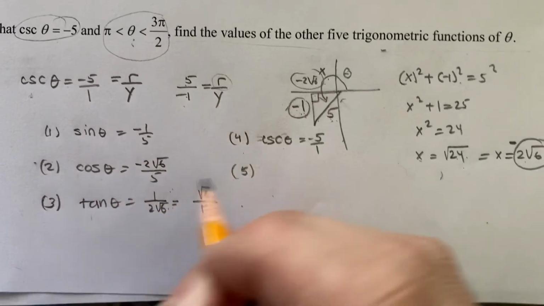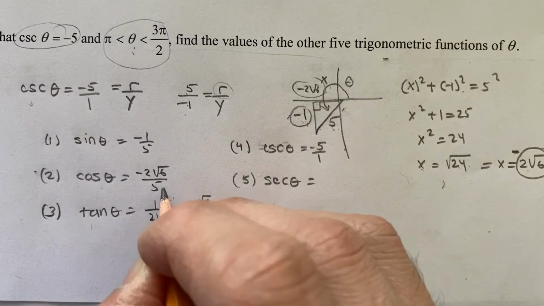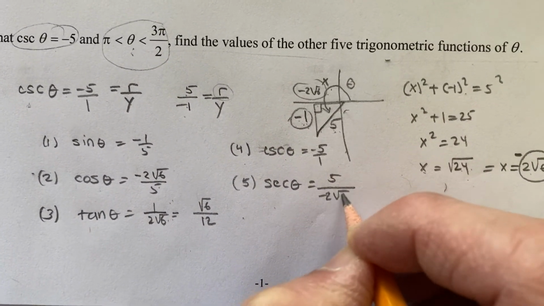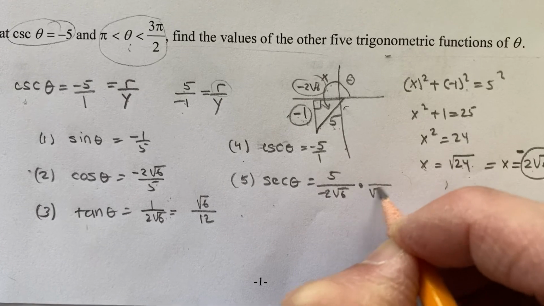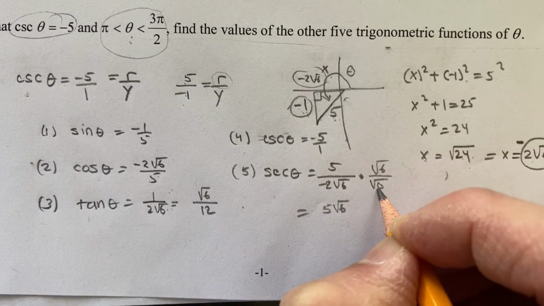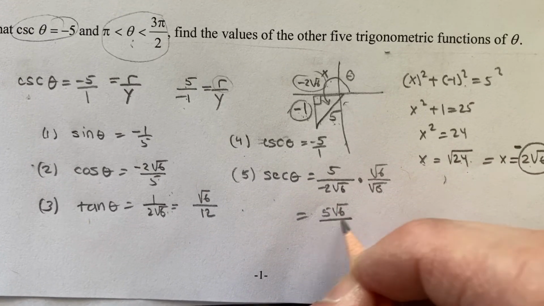Cosine of theta, right, the reciprocal of cosine is secant. So secant of theta is just the reciprocal of this, which is 5 over -2 root 6. And if you multiply top and bottom by root 6 over here, you're going to get 5 root 6. Root 6 times root 6 again is just 6. 6 times -2 is -12.